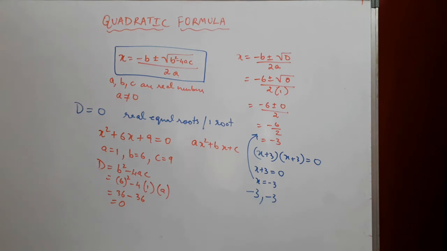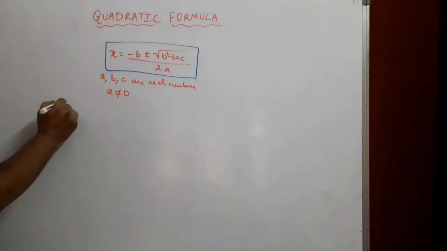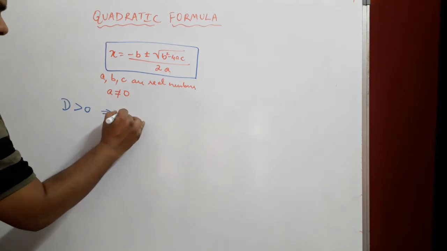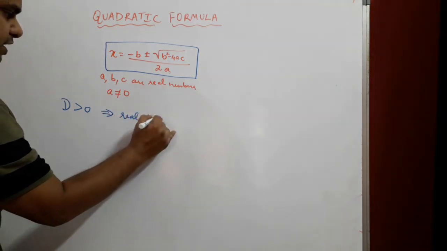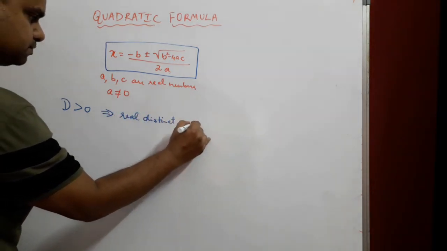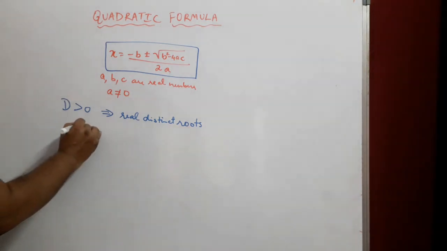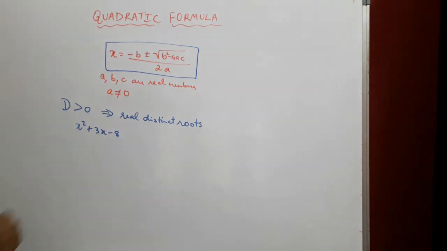Let's check out what it means by d greater than 0. When d is greater than 0, the quadratic equation will have real distinct roots. With the help of an example, we will understand what it means by d greater than 0 giving us real distinct roots. We take a quadratic equation, x square plus 3x minus 8 equal to 0, and we compare it with our general form.